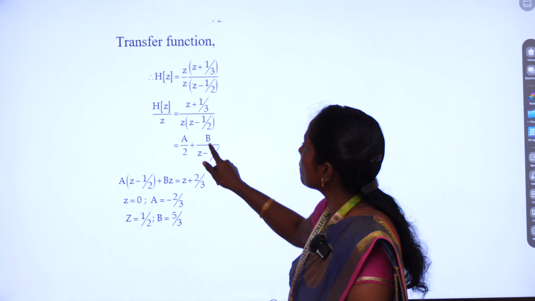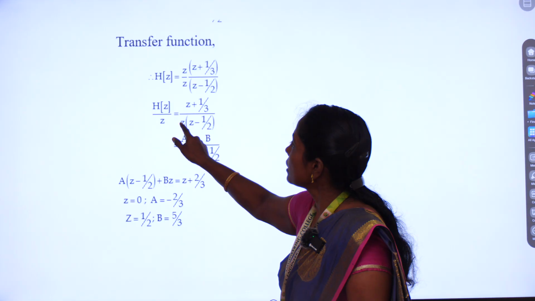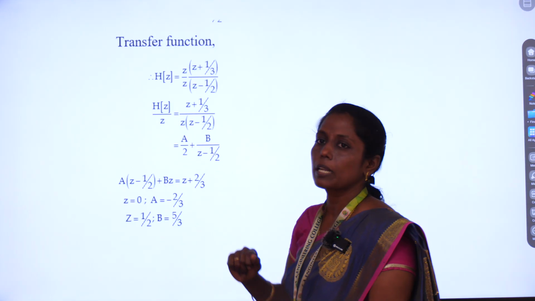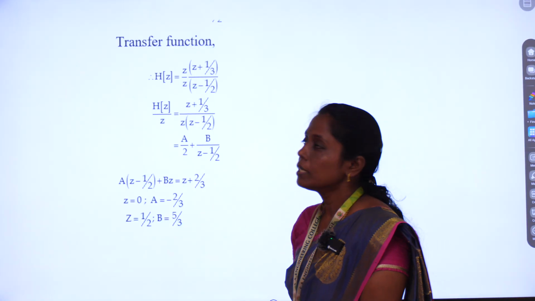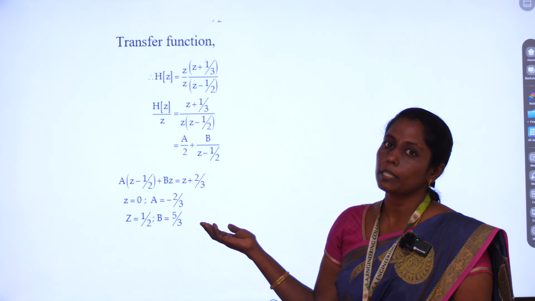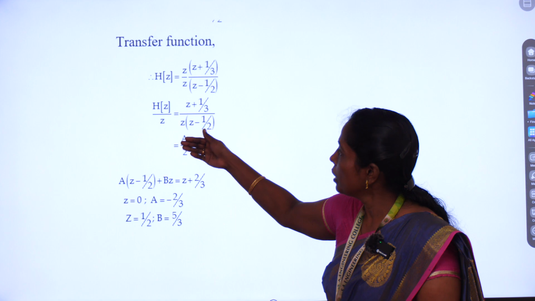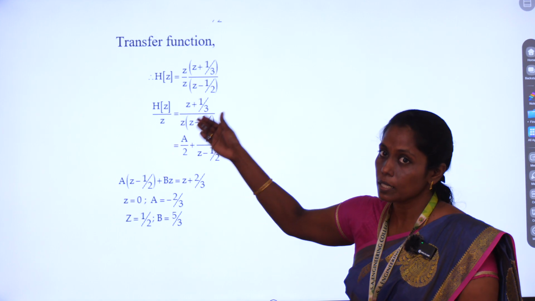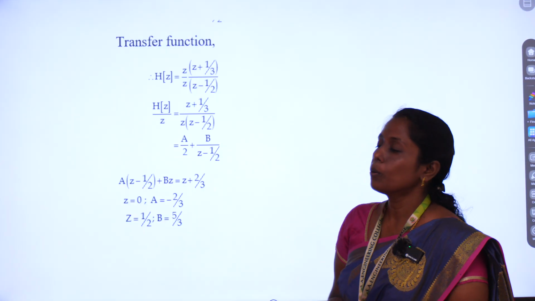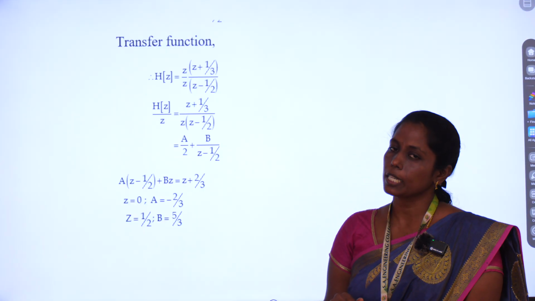So now what is the power in the denominator? Here we have z power 1, here we have z power 1, it becomes z power 2. And in the numerator we have z power 1. So now the power in the denominator is 2 and the power in the numerator is 1. So now for this equation we can apply the partial fraction expansion.